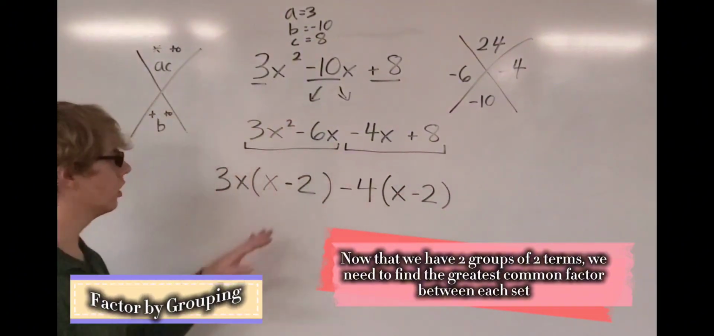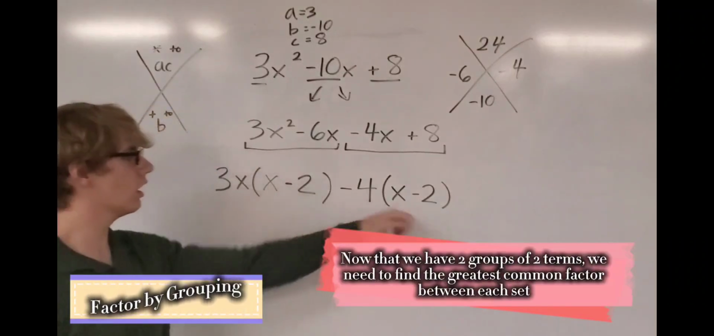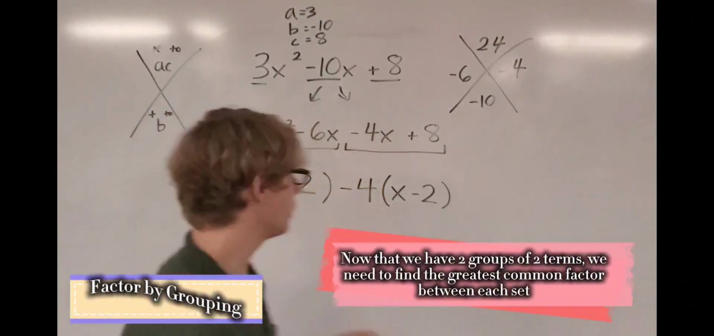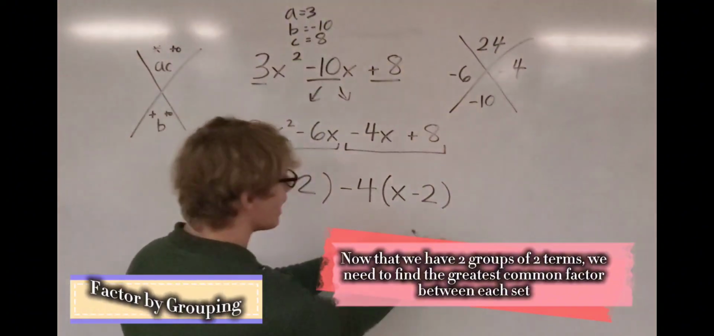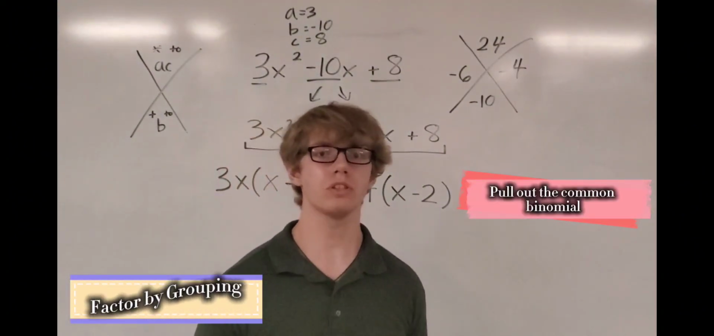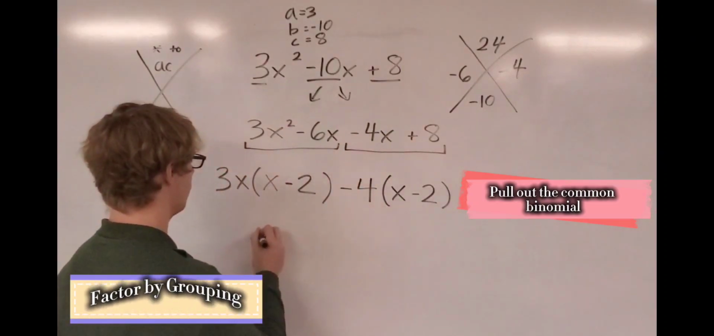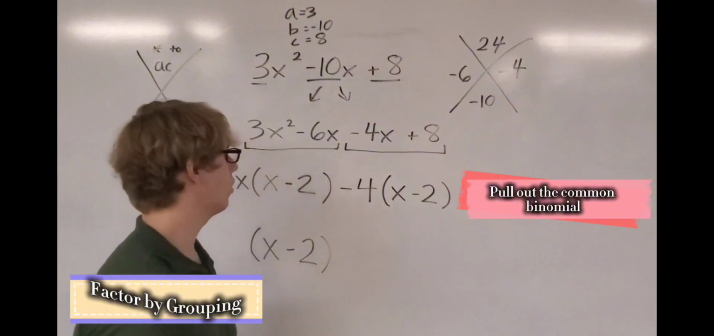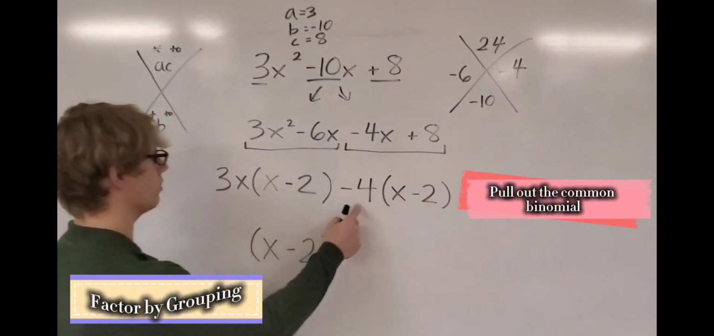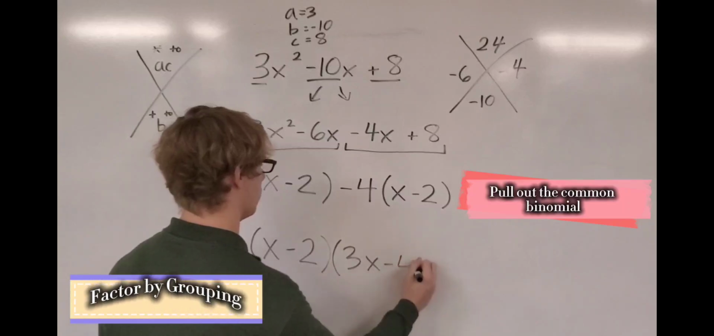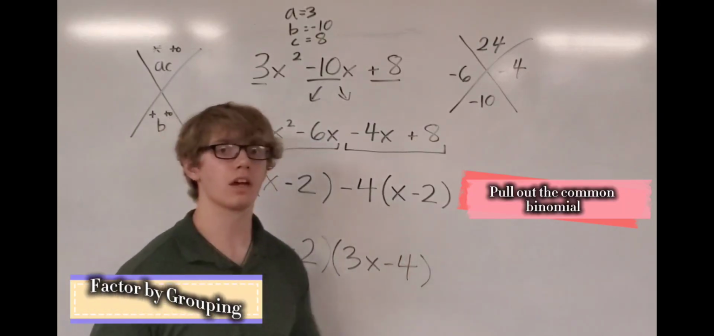And would you look at that? It's almost like magic. We have the same thing here. So the greatest common factor between this term and that term is x minus 2. And we can do the exact same thing we just did, and we can pull out an x minus 2. And all that's left is this 3x minus 4. And that trinomial is completely factored.